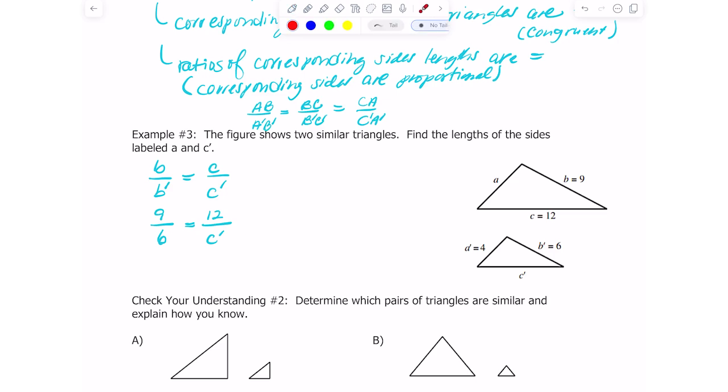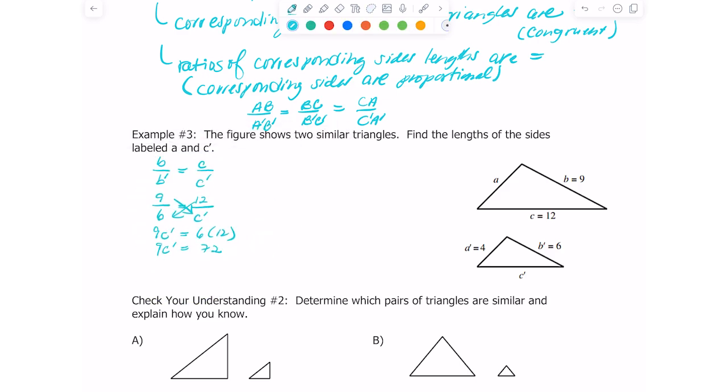So one way I could do this, when you have a proportion, which is two equal fractions, you can just cross multiply and then divide. It's a quick way to do it. So you get 9 times C prime equals 6 times 12. And I know 6 times 12 is 72. So you get 9 C prime equals 72. And then if I want to solve for C prime, so let me shrink this.